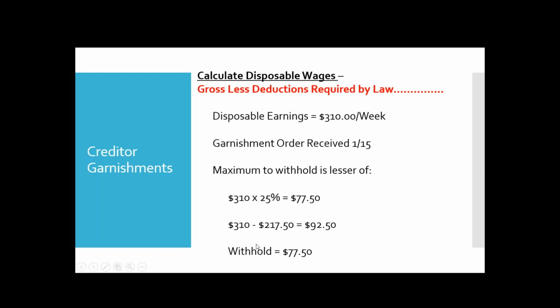And here is our example of a creditor garnishment calculation. Disposable turned out to be $310 a week. So the maximum to withhold is 25% of $310 or $77.50, or disposable less 30 times minimum wage, which is $217.50. And that gives us a garnishment of $92.50. So we'll withhold the lesser of those two. In this case, the creditor garnishment would receive $77.50.